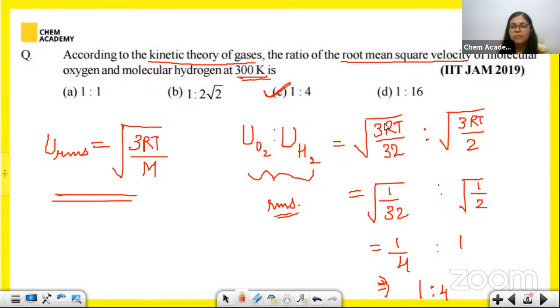We will write under root of 3RT over the molar mass of O2, 32, and its ratio with the root mean square velocity of H2, which is 3RT upon 2, that is the molar mass of H2. Upon simplifying this, we will finally get 1:4. Okay, so our answer from here will come out to be the C option.